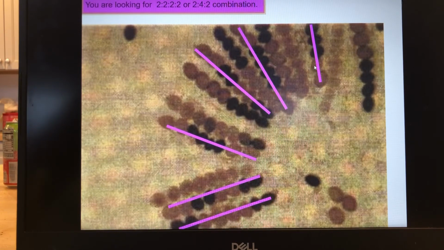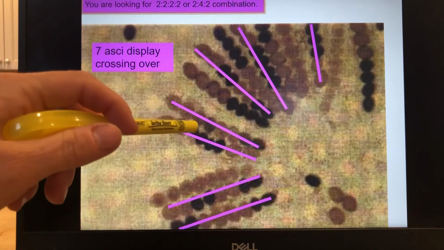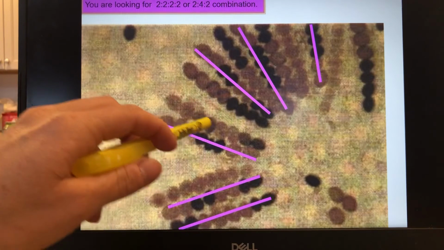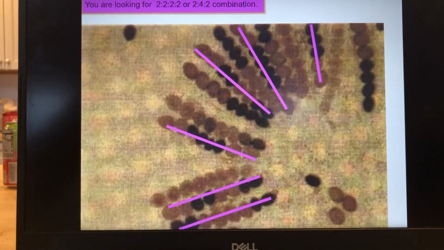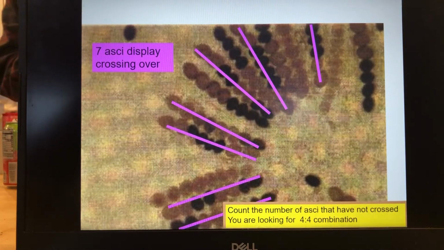So this is a 2 to 3. Well, you can go ahead and assume that's going to be a 2 to 4 because you've got evidence that that's what it looks like. Okay? So overall, this was not as easy one to see, but see how those two are a little darker and a little darker? So that's why we went ahead and counted that one. Okay? All right, so we'd have a 7 crossing over.